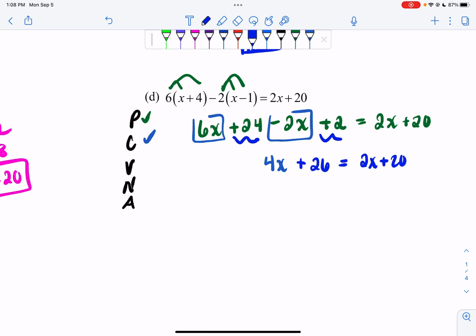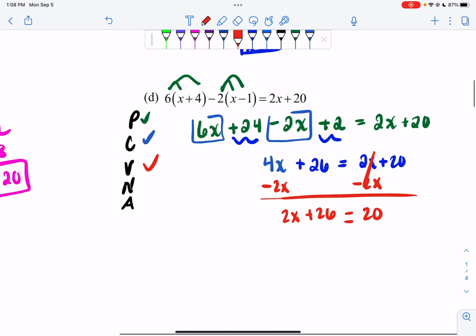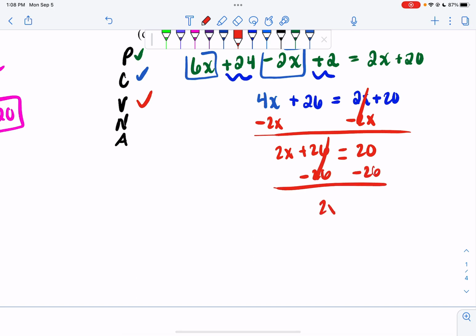Now, are all my variables on one side? They are not, so I am going to move this x term to the left. So I'm going to subtract 2x from both sides of my equation. So I get 2x plus 26 equals 20. Now I want to get the numbers on the other side, so I'm going to subtract 26 from both sides of my equation because it's currently positive. So I get 2x equals negative 6, and now I divide by 2. Divide by 2, divide by 2, and I get x is equal to negative 3. And that's my final answer.